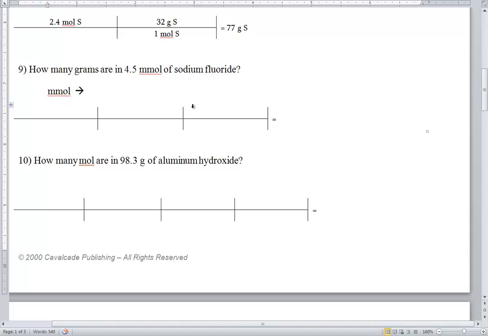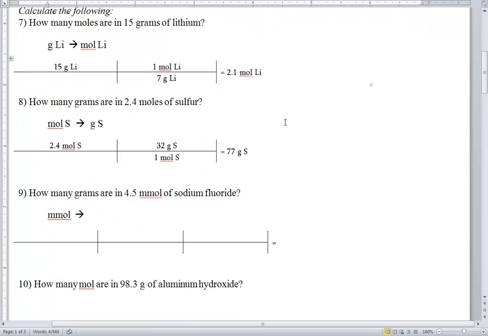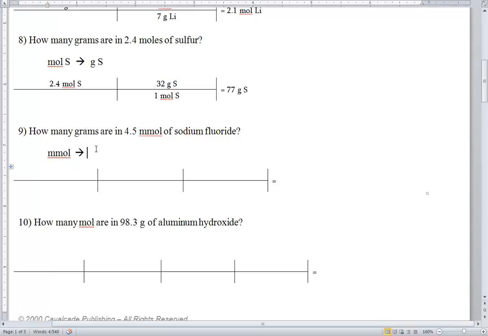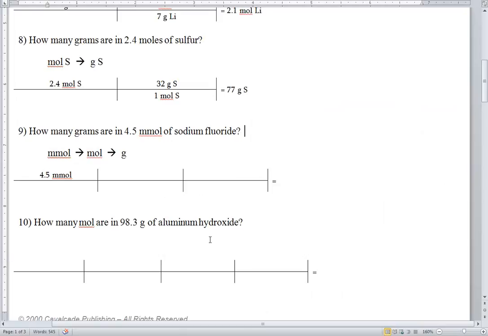We can't convert straight to grams because if we look back here, molar mass is grams to 1 mole. So I have to convert from millimoles to just regular moles. Once we do that, then we can convert to grams. Setting this up, you're going to start off with 4.5 millimoles of sodium fluoride. Well, we need the formula for sodium fluoride. So looking at the periodic table, sodium gets a 1 plus charge, F gets a 1 minus. Therefore, sodium fluoride is simply NaF. Alright, so let's put millimoles of NaF here.